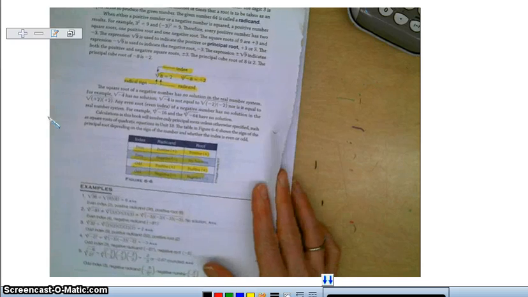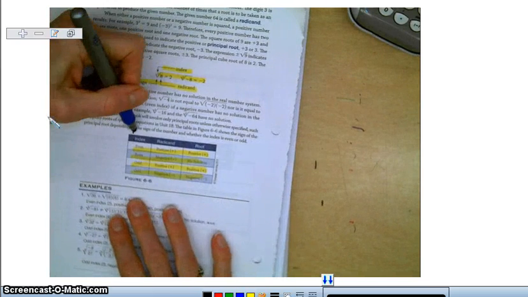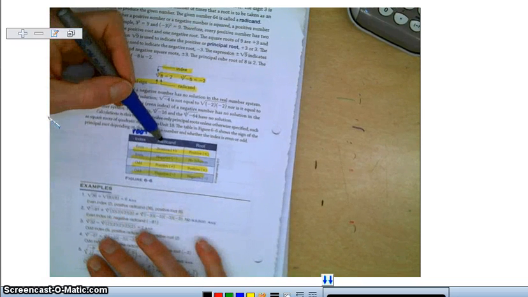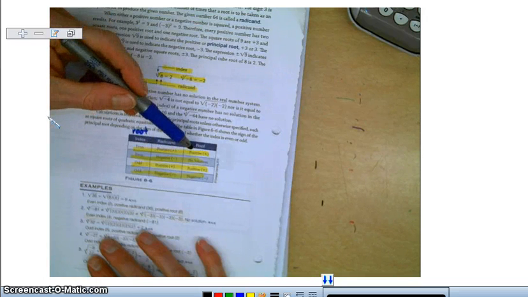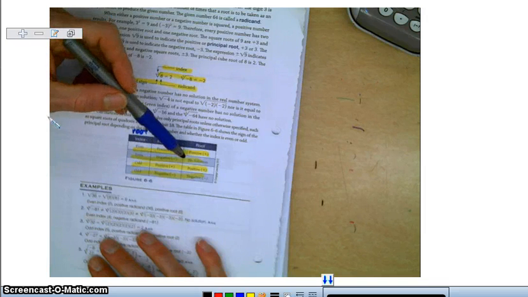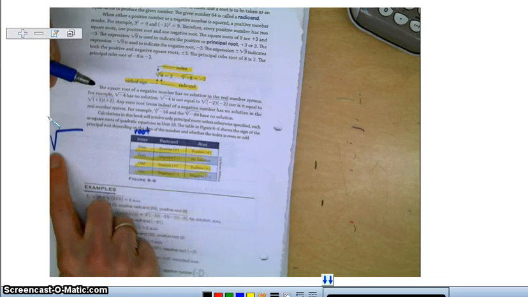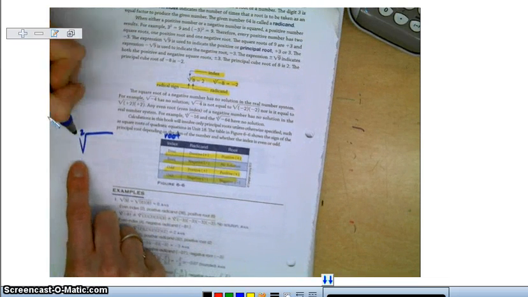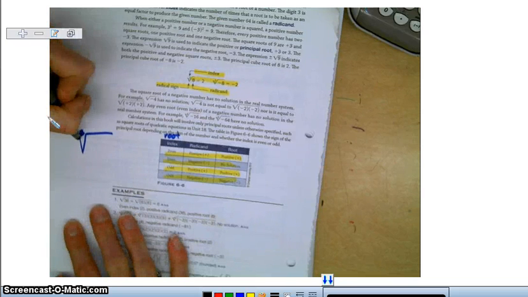So they've got a nice little chart here. The index is the root. If the root is even and the radicand, the number under the radical, is positive, then the answer is positive. If it's an even root and a negative number, there's no solution. You can't take the square root of a negative number. This is the square root, by the way. It means there's a 2 there, but we don't write it.